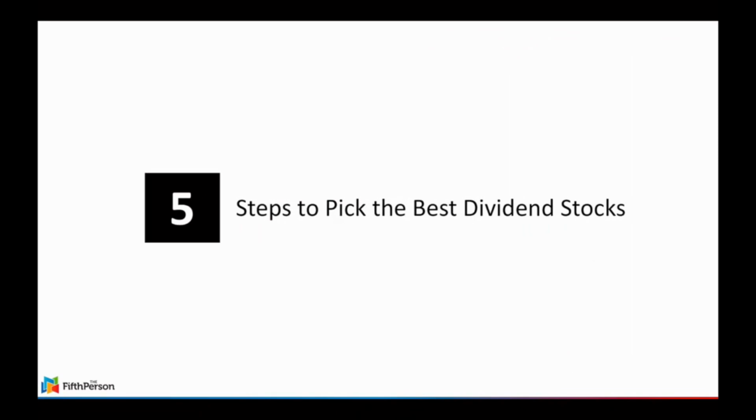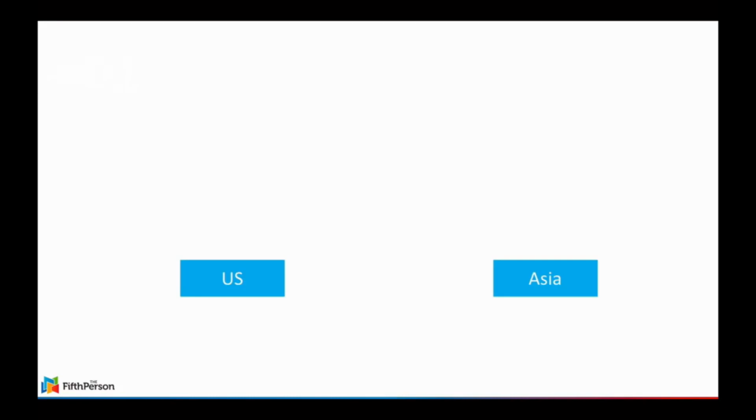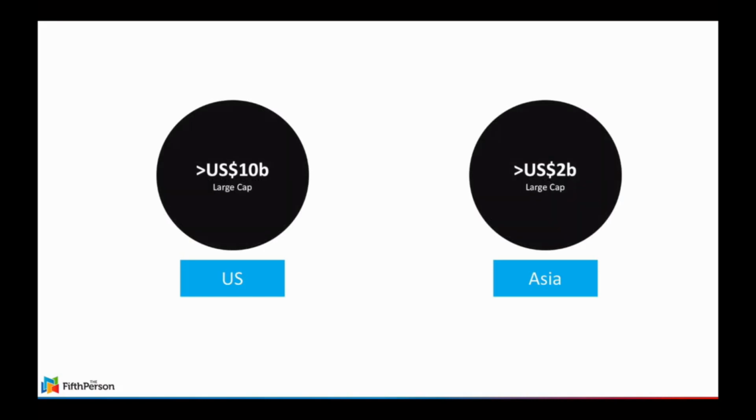Now I'm going to show you the 5 steps to pick the best dividend stock. Step number 1, choose mid to large cap stock. In different markets, there's a different range in terms of how they define market capitalization size. For the US market, mid-cap stocks range from US 2 billion to 10 billion, whereas for Asia stocks, the mid-cap range is from 500 million US to 2 billion US. For large-cap stock, the US defines them as more than 10 billion, while Asia is more than 2 billion.